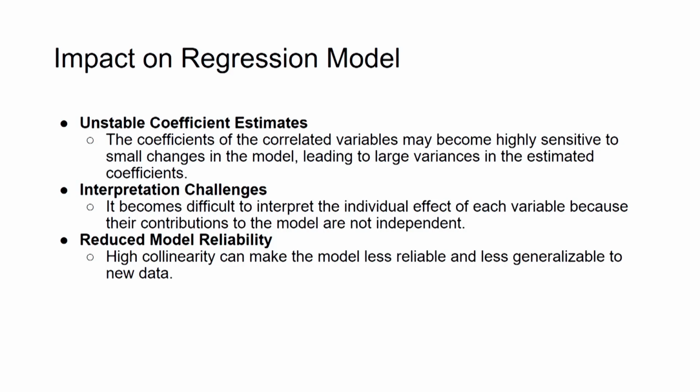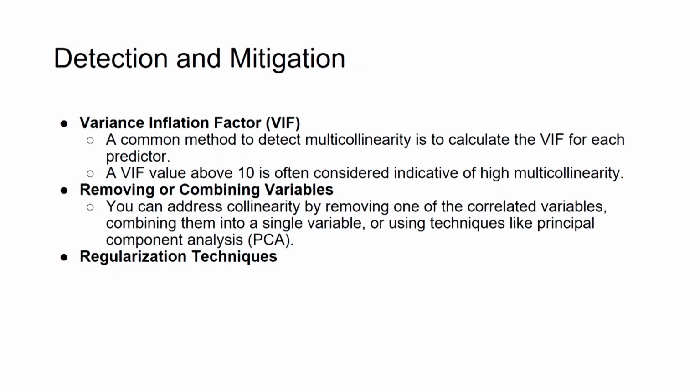So, if we want to make our model more generalized, we should reduce this collinearity in the case of multiple linear regression. Now, we will see how we can detect this multicollinearity, and then how we can mitigate it. There is the variance inflation factor, VIF. Using this variance inflation factor, we can find out whether collinearity occurs in our data set or not.